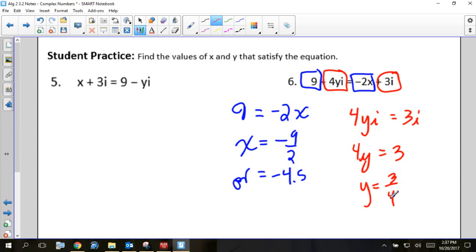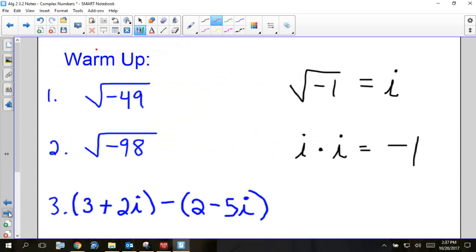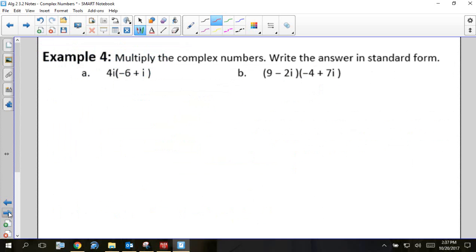All right, one last tiny little thing. Real fast, I know we're short on time. This is example 4. When you multiply i times i, we did this yesterday, what do you get? You get negative 1. i times i is negative 1.